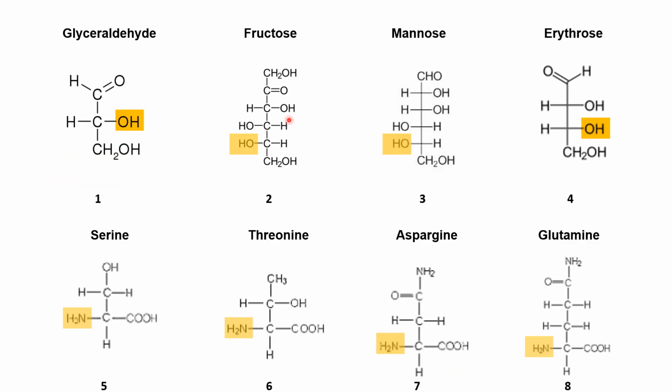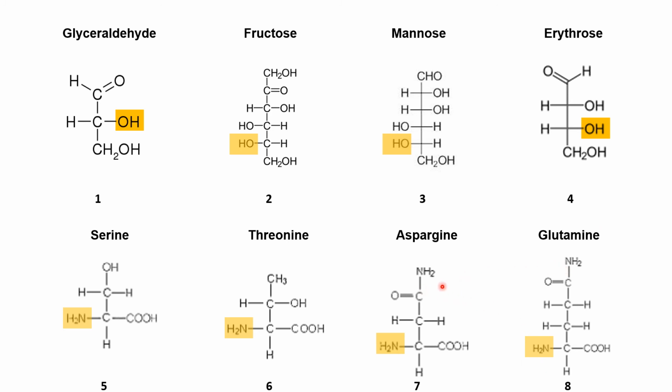These are a few examples. So this is glyceraldehyde. You can see OH on the right side, so it is D-glyceraldehyde. This is fructose, OH on the left hand side, so it is L-fructose. Mannose, it is L-mannose. Erythrose, it is on the right hand side, so it is D-erythrose. Coming to a few examples of amino acids, serine, you can see here it is L-serine. Threonine, it is L-threonine. Asparagine, this is also L, and glutamine, this is also L-glutamine.